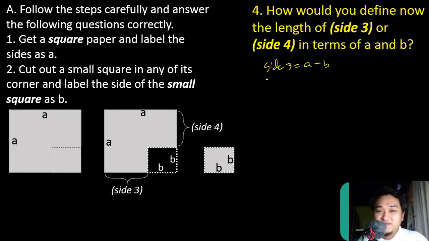And the same with side 4. So, kanina, yung original na haba nito, mula rito hanggang dito, is A. Tapos, bawasan ng ganyang kahaba. Therefore, yung magiging length ni side 4 in terms of A and B is A minus B ulit.